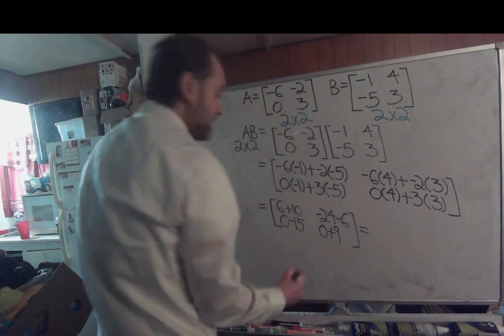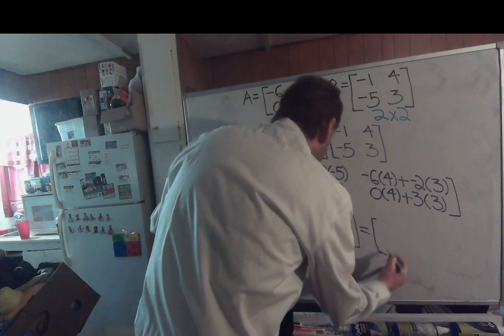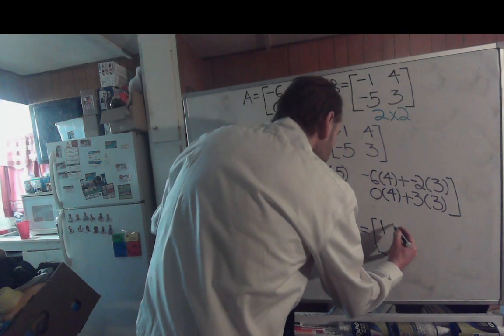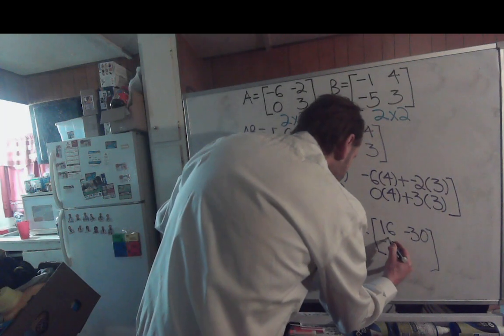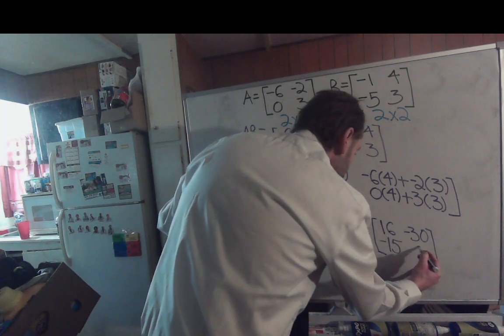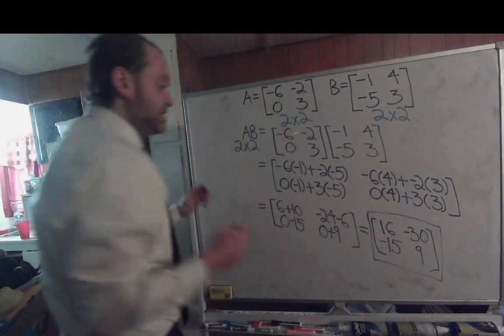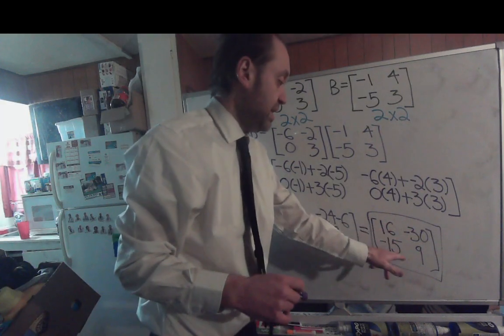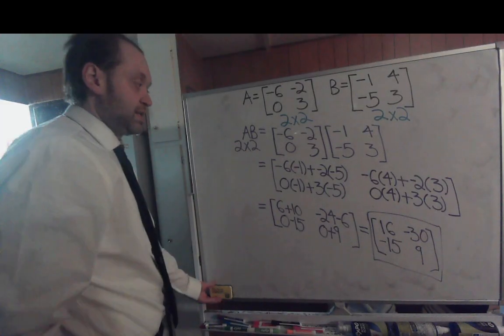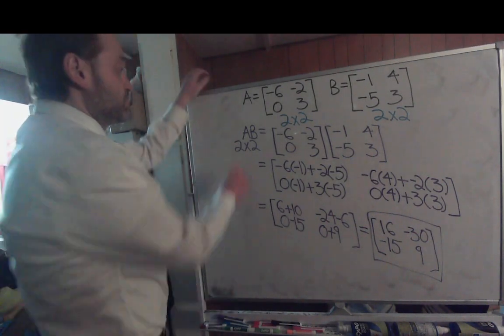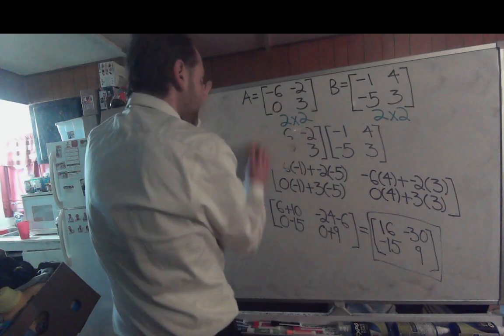So you would end up getting the matrix AB having a value of 16, negative 30, negative 15, and positive 9. That's what matrix AB would equal. It would be 16, negative 30, negative 15, and 9. That would be your 2 by 2 matrix. Now, we're also going to ask, can we do B times A?